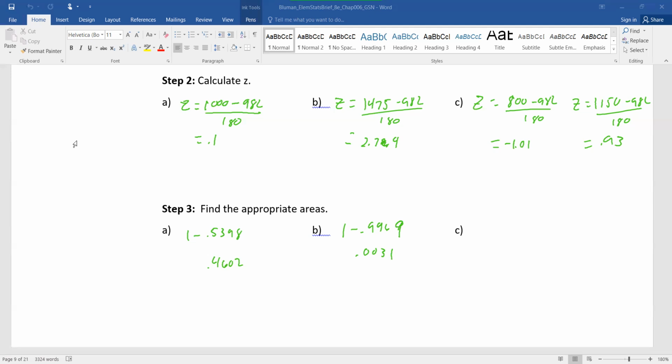All right, now we're going to come over here and we're going to find the area of both. It's always easier to find the area of the right side first. So what's the area at 0.93? 0.8238 minus what's the area at negative 1.01? 0.1562. And when we subtract the 2, what do we get?